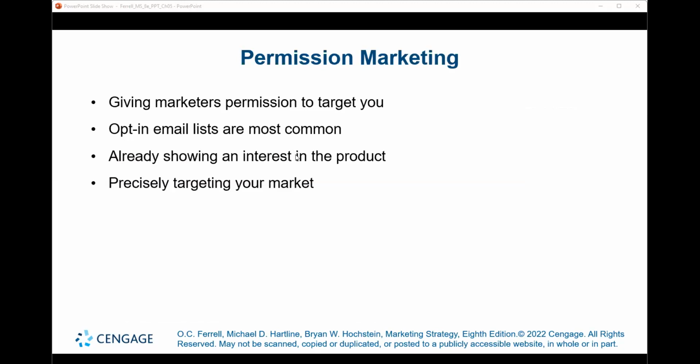The last is that we'll talk about is permission marketing, where you give the marketers permission to target you. Usually these have to do with opt-in mailing lists. This also shows that you already have had some particular interest in the product. So it means that they're already pre-selected when it comes to knowing who you are. And I personally hate the options that want me to put in my credit card before I have actually seen what you're going to deliver. But that's just me.